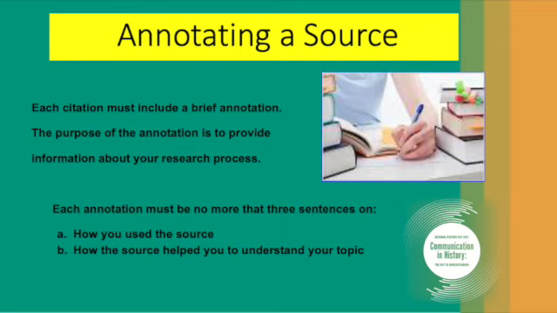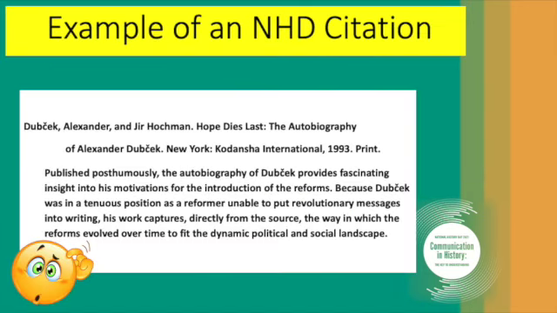How do you annotate a source? Each citation must include a brief annotation. The purpose of the annotation is to provide information about your research process. Each annotation must be no more than 3 sentences on how you use the source and how the source helped you understand your topic. Here is an example of a National History Day citation.